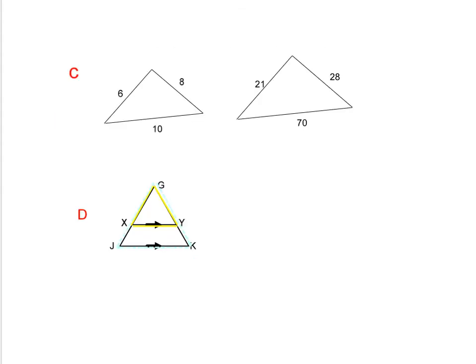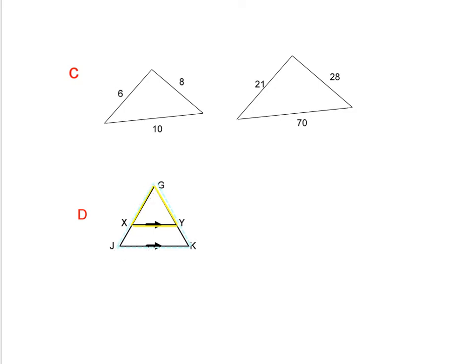Look at these two right here. In C, I want you to figure out if those are proportional, yes or no. And in D, I want you to look at the yellow triangle right here and look at the blue one right here and decide if those two triangles are sim.